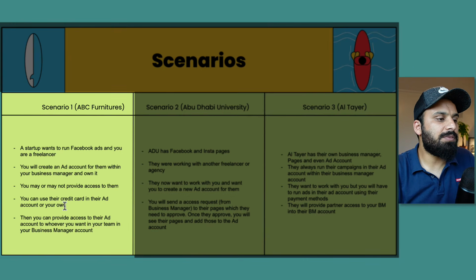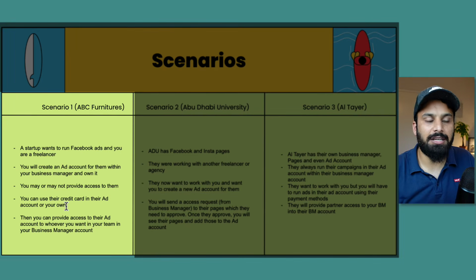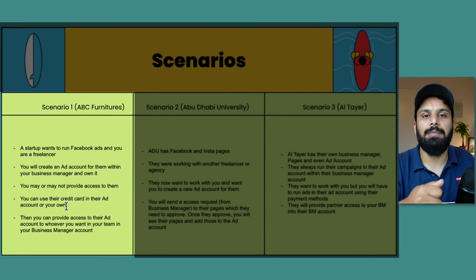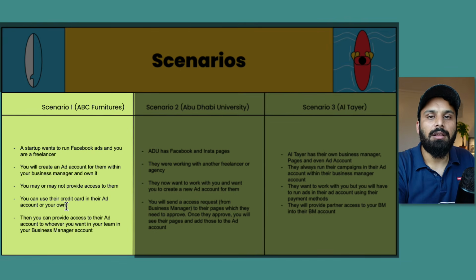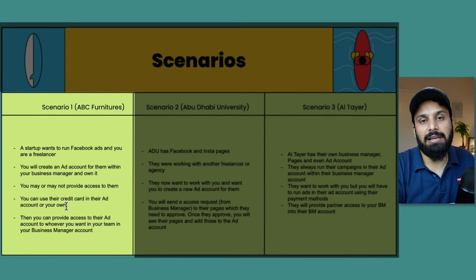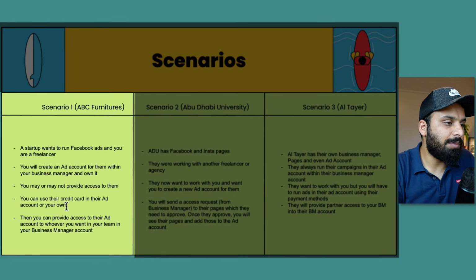And in this case, you will have a credit card or payment method added to your business manager. You can use that, or you can tell the client that for this particular ad manager, you provide the credit card and we will use that for your campaigns. It entirely depends on your agreement with the client, right?